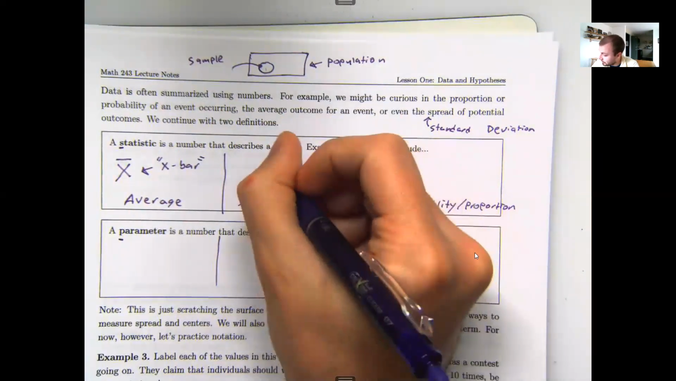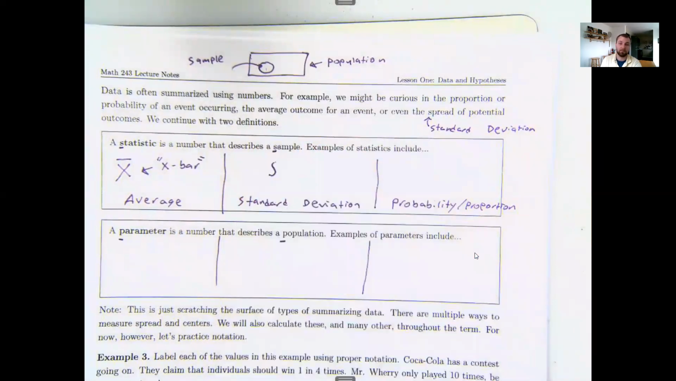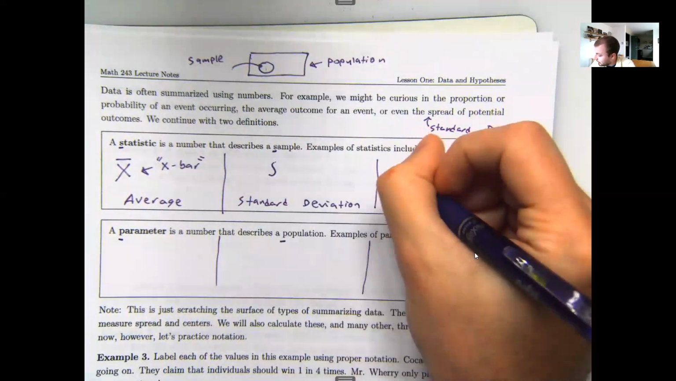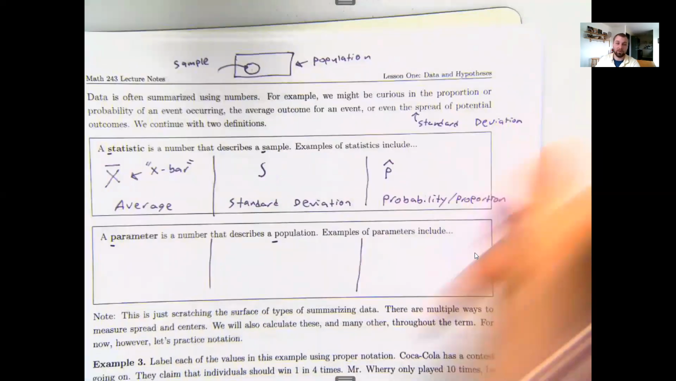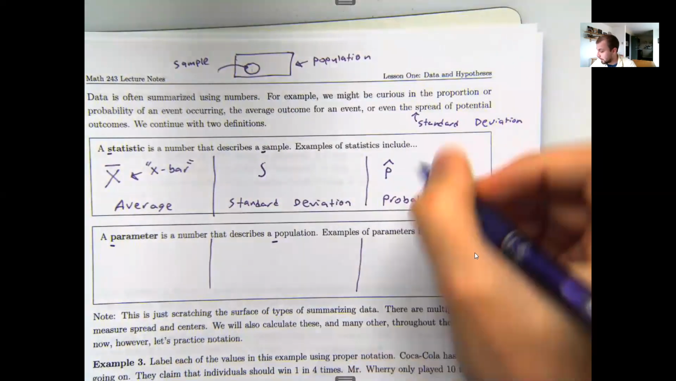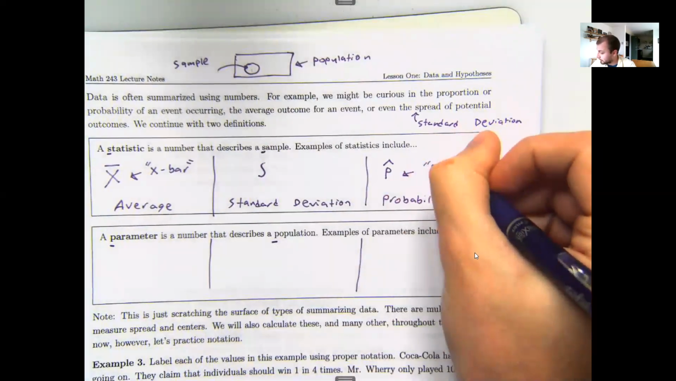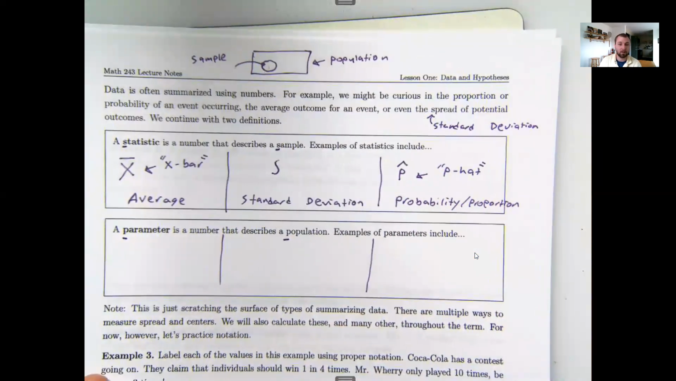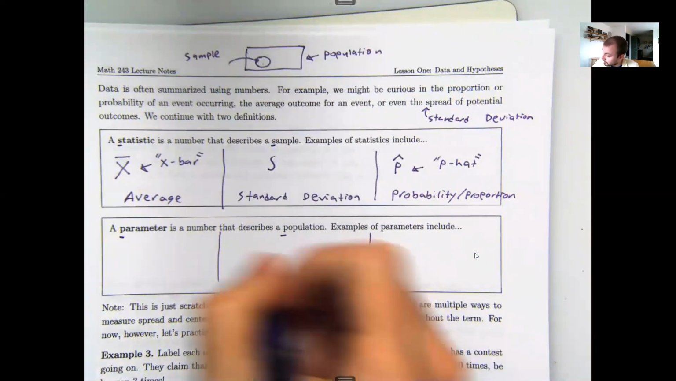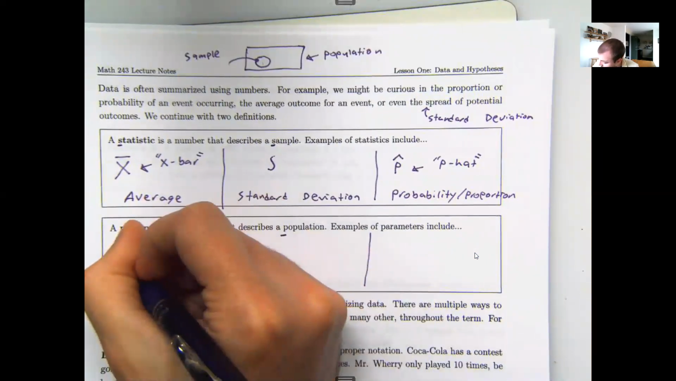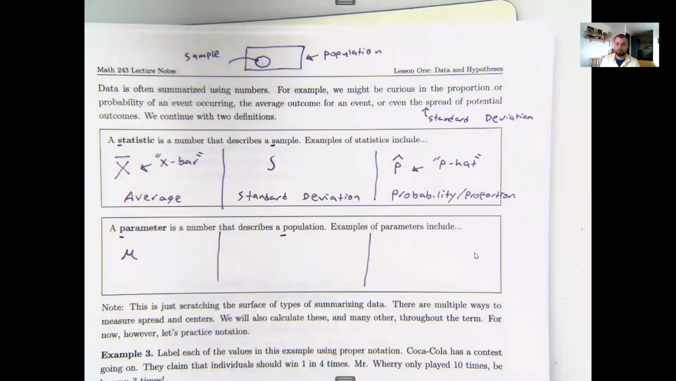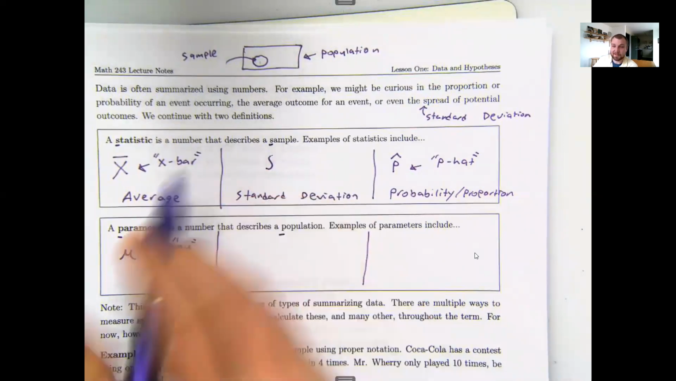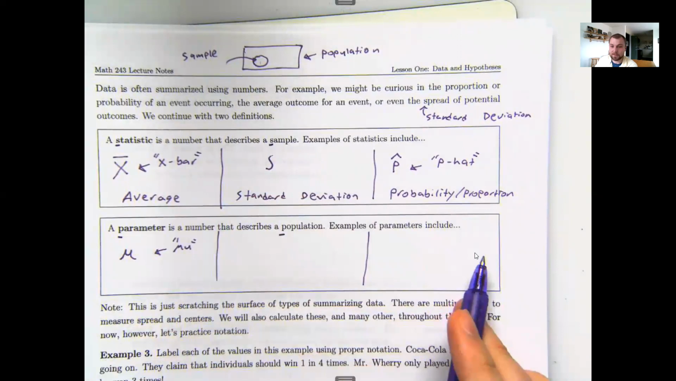Sample standard deviation, the symbol I use there is S. S for standard deviation. If I'm talking about a sample probability, the symbol that gets used is P with a hat. Again, not great at naming things, so I will literally just call this P hat. P with a hat. Populations. The symbol that describes a population average is the Greek letter mu. Statistics tend to be Latin letters, parameters tend to be Greek letters.